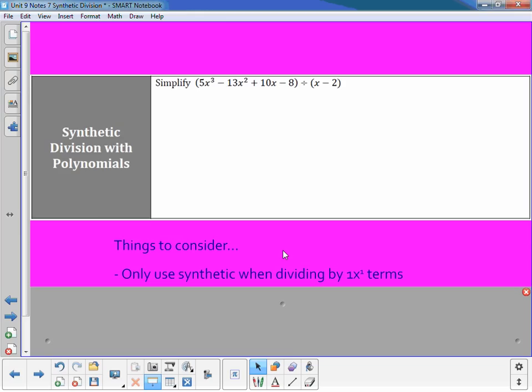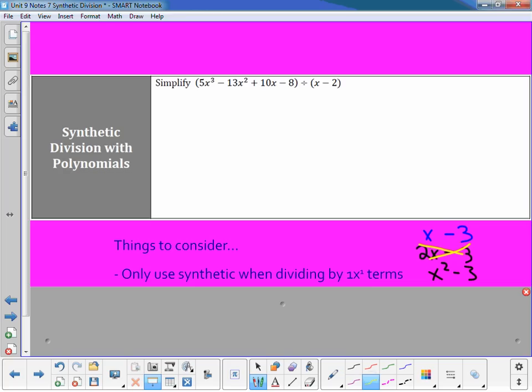The first one is we can only use synthetic division when we're dividing by 1x to the first. What that means is if I have something like x minus 3, that'll work. But if I have something like 2x minus 3, I can't do that now because my coefficient is 2. So that one I can't use. Or if I was dividing by something like x squared minus 3, I can't use that either because it's x to the second power. So any x term with any constant, x minus 10, x plus 12, whatever, as long as it's 1x to the first power is okay.